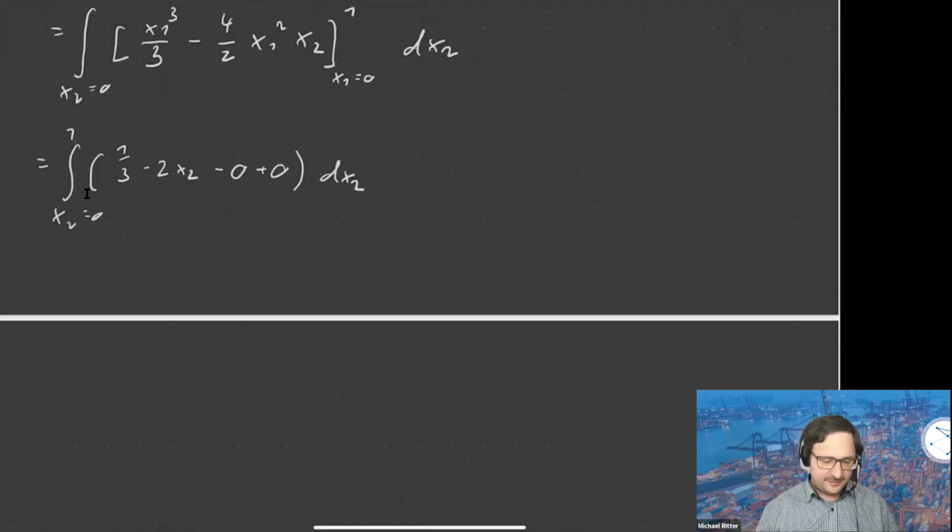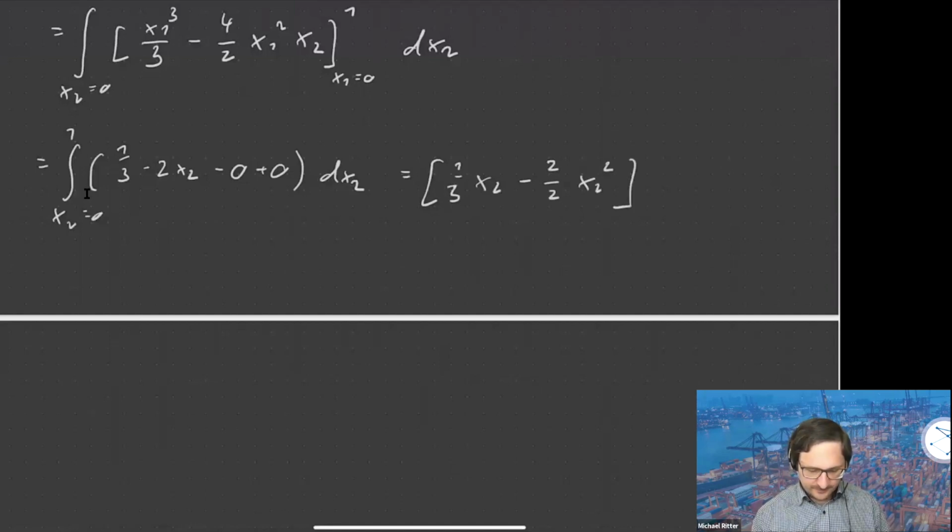Okay, so what we have here is 1/3 minus 2x2. We're integrating that with respect to x2. And what we get is 1/3 x2 minus 2 over 2 x2 squared. And x2 varies from 0 to 1.